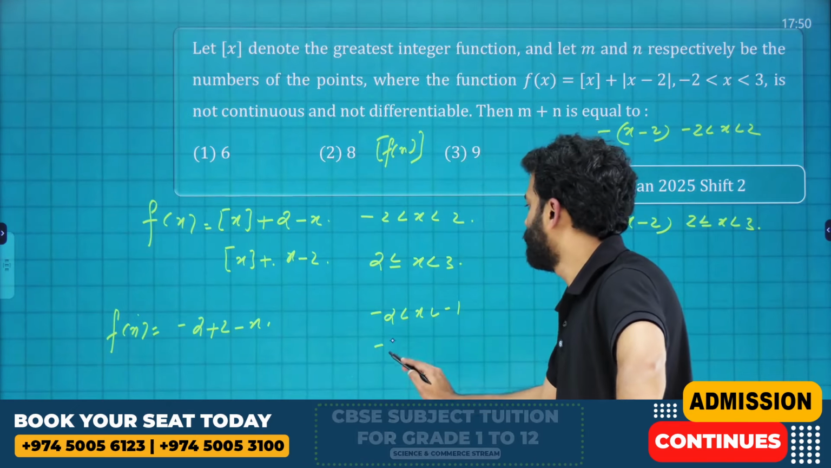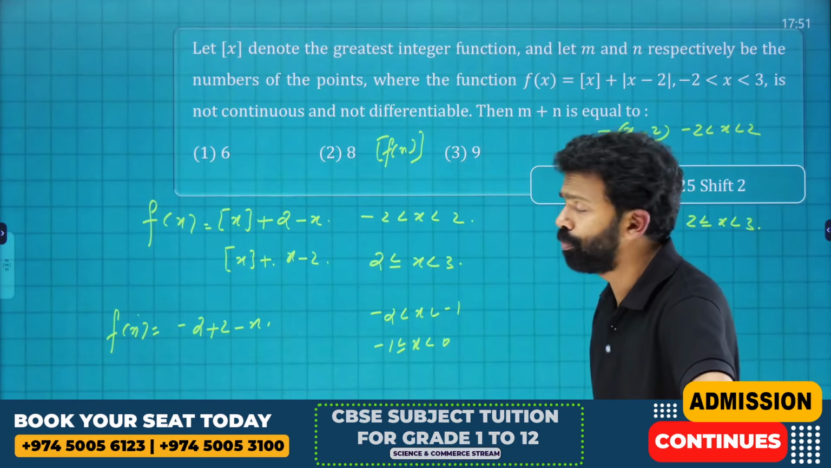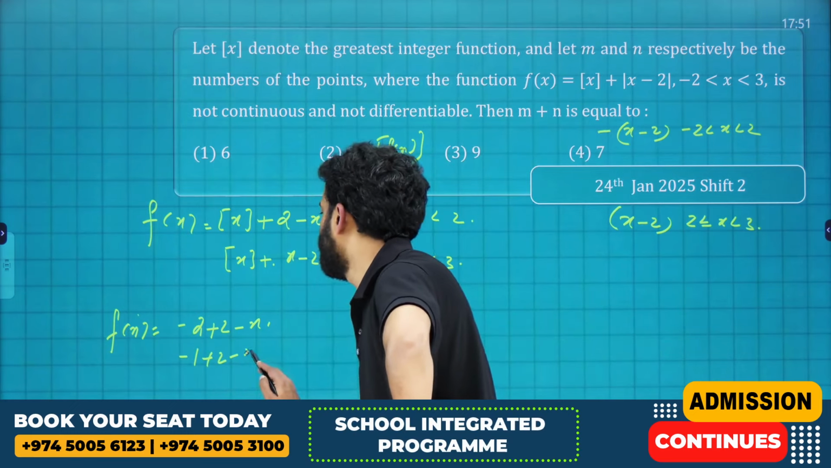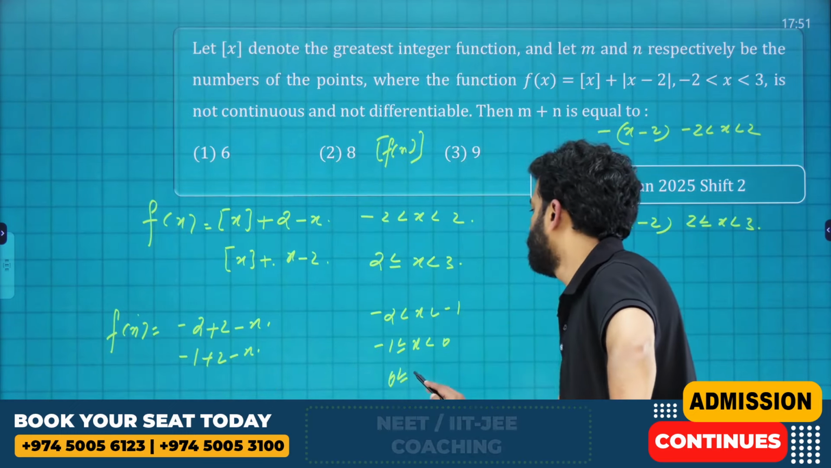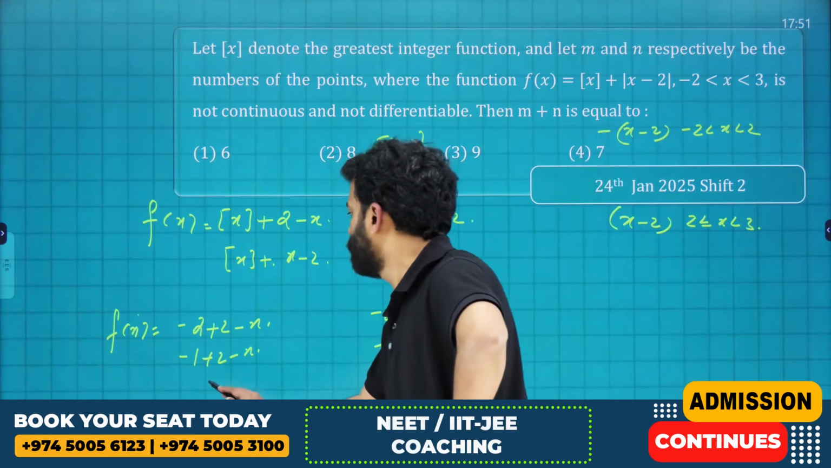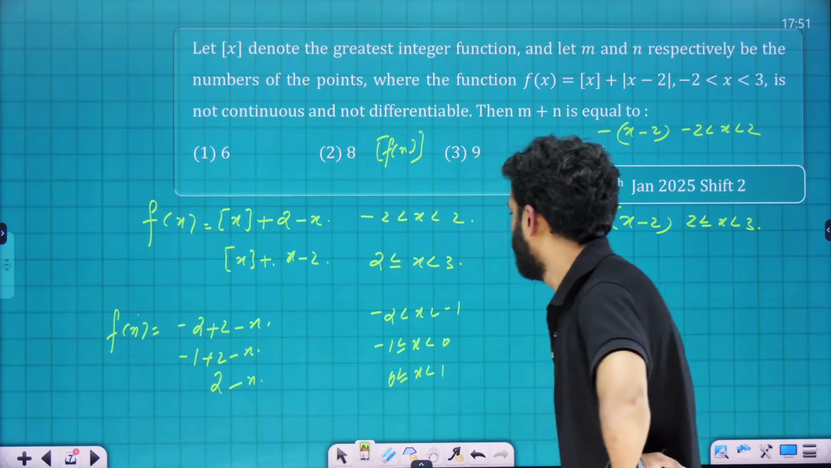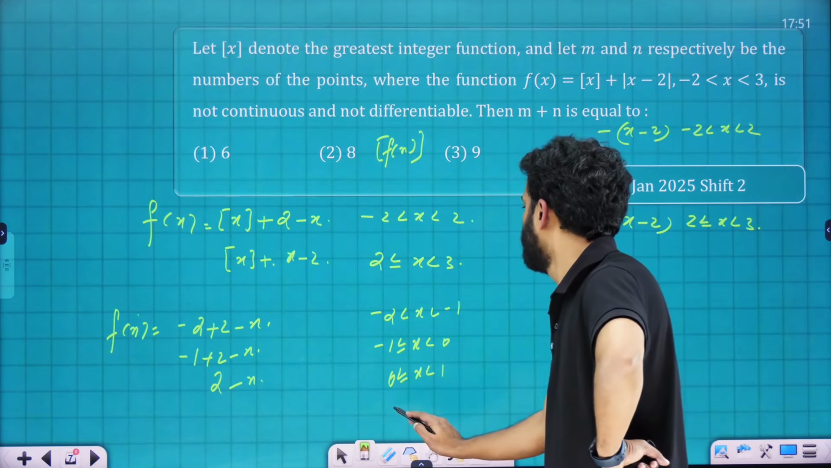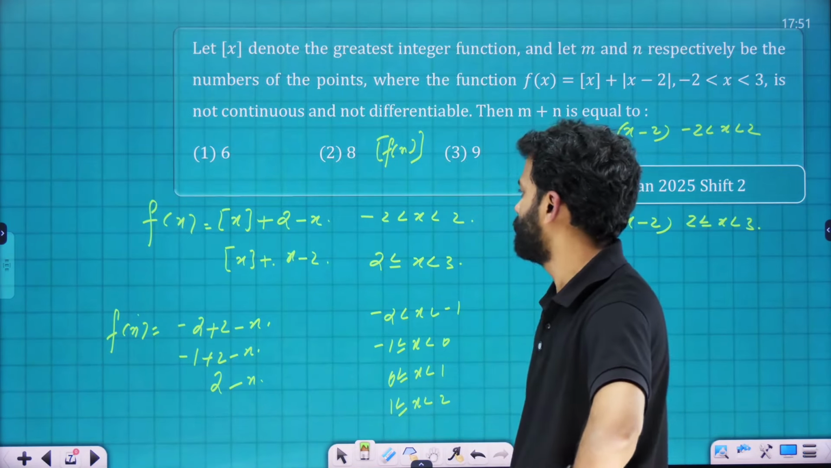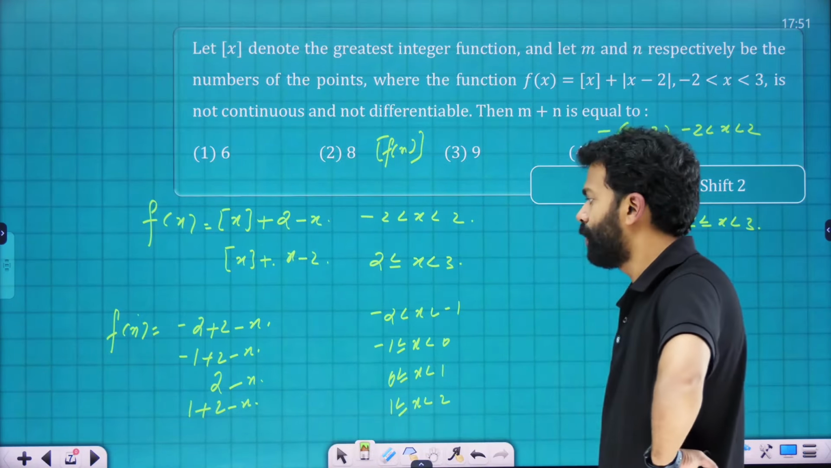And minus 1 less than or equal to x less than 0. Between minus 1 and 0, what is the value of box x? That is minus 1, that is minus 1 plus 2 minus x. And between closed interval 0 and 1, what is the value of box x? That is 0. Therefore, it will be 2 minus x. And there is more actually. 1 less than or equal to x less than 2. Between 1 and 2, what is the value of box x? That is 1, that is 1 plus 2 minus x.